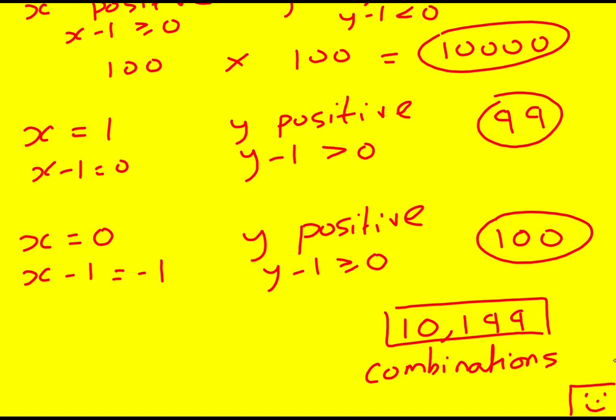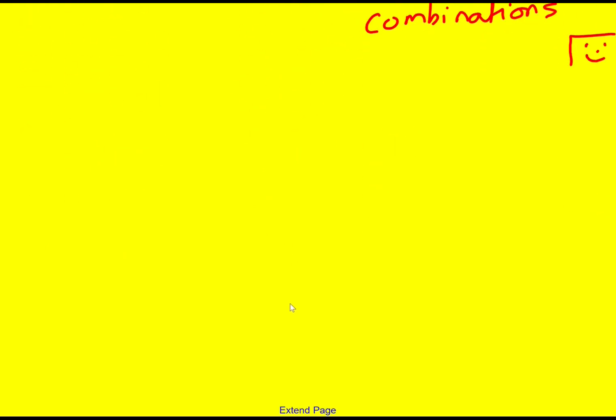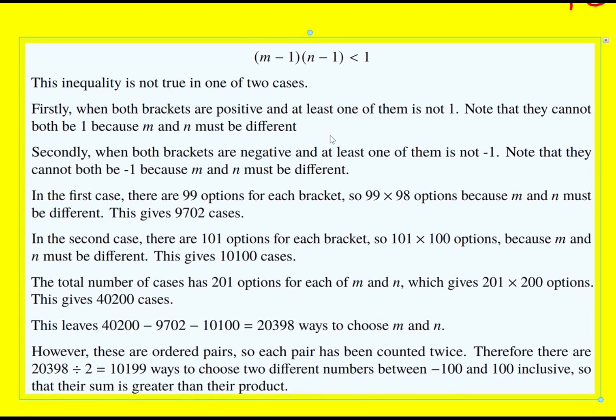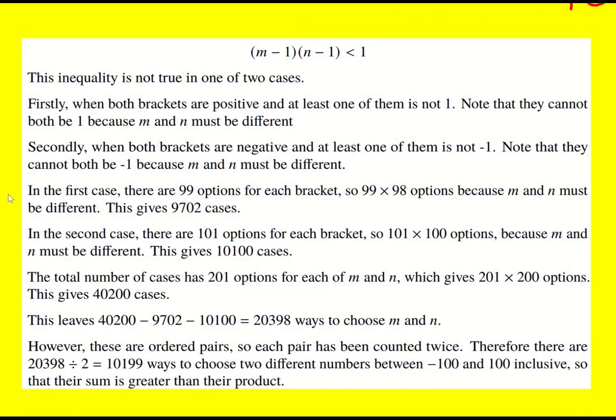Great. I just want to finally talk about how the answers do it. They use the same kind of approach in creating this inequality, but then they actually decide to look at when the inequality is not true. I did it when it is true. So the total number of cases is 201 times 200, because there's 201 numbers you could pick, and remember, they can't be the same, to give 40,200.